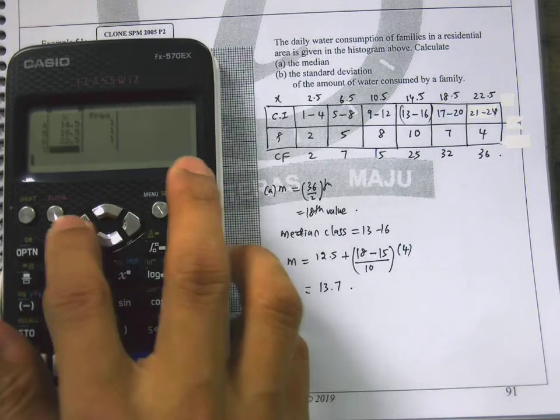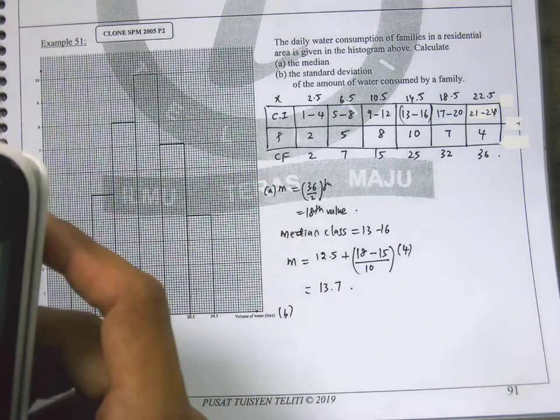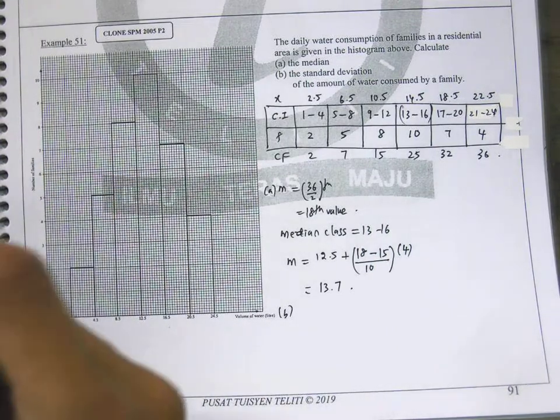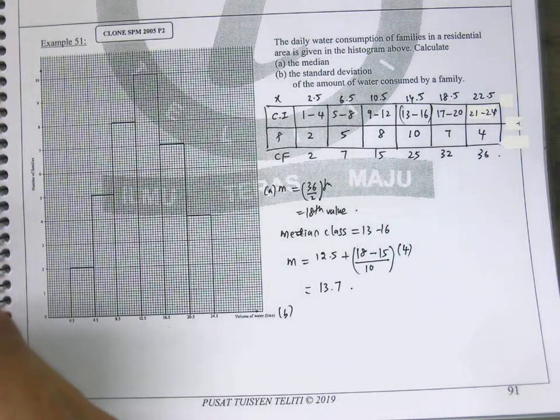Wait. What happened to my calculator? Jam. Holy crap. What happened to my Bugatti?